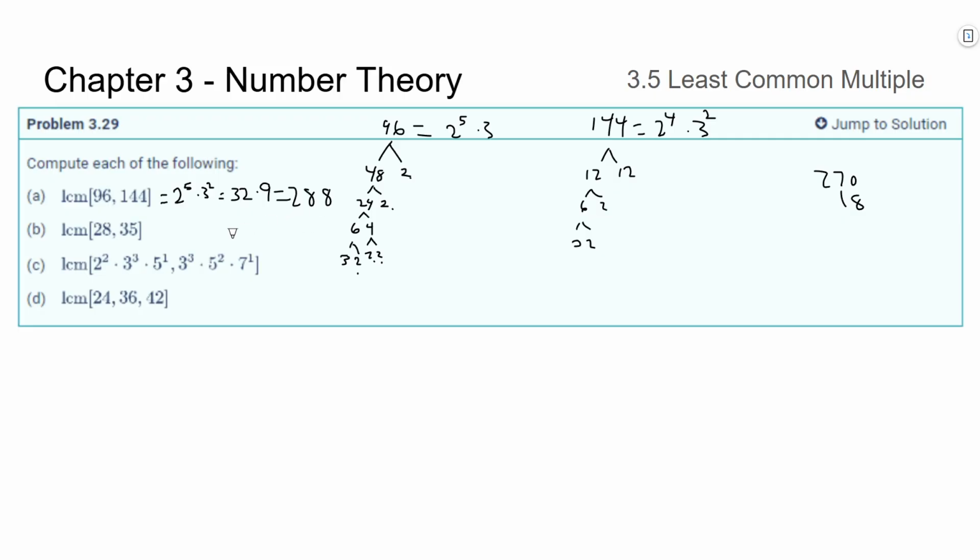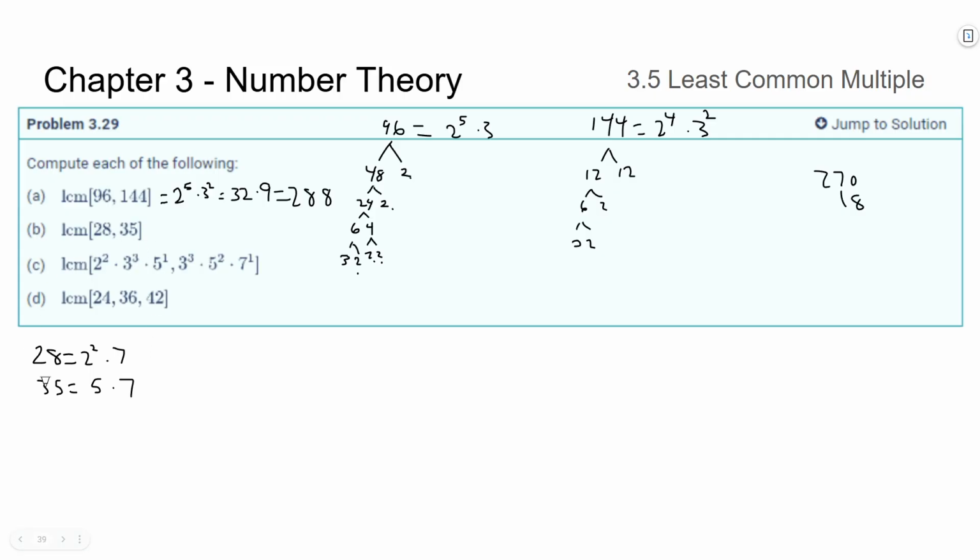All right. So 28 and 35. So I'll just go ahead and write out the prime factorization. You can go through the prime factorization if you want to, but to save some time, I will let you know that the prime factorization for 28 is going to be 2 squared times 7. Prime factorization for 35 will be 5 times 7.